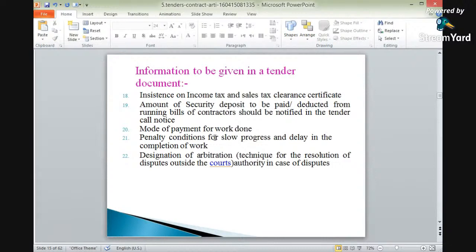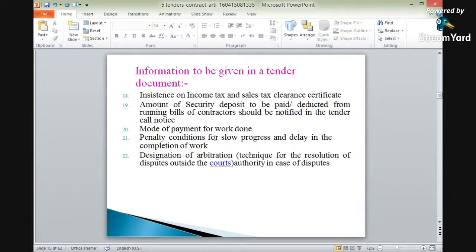If the progress is slow, or there are delays. The next condition is delay in the completion. The project which should be completed in 6 months is completed in 6.5 months. So what is the delay time allowed, and what is the penalty to be taken care of?